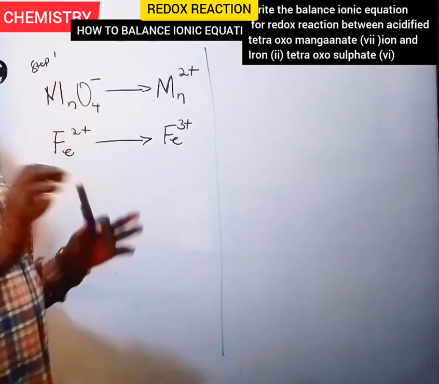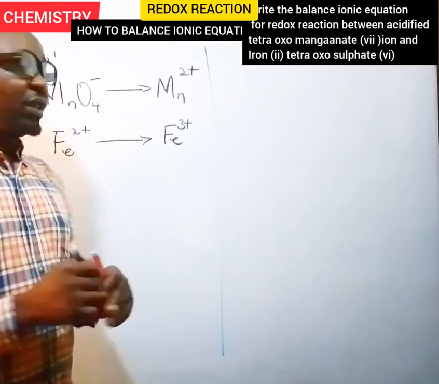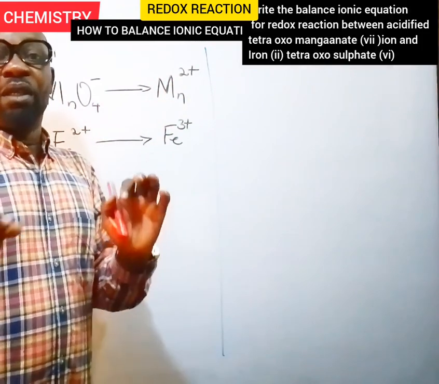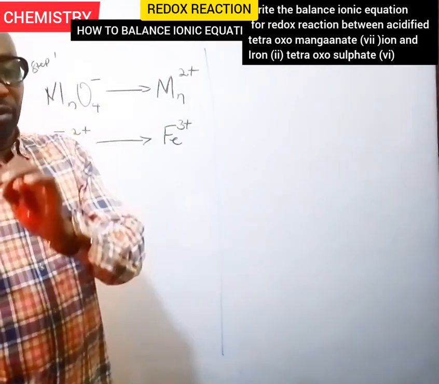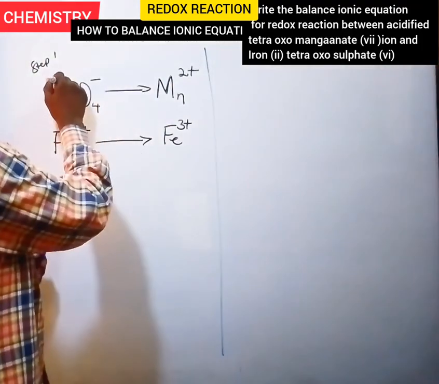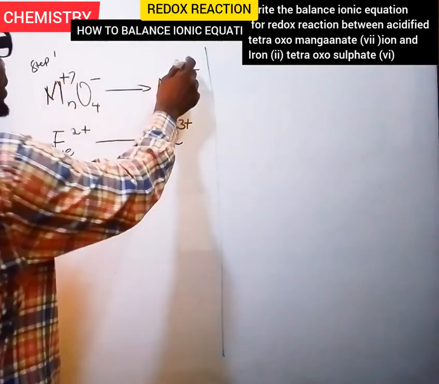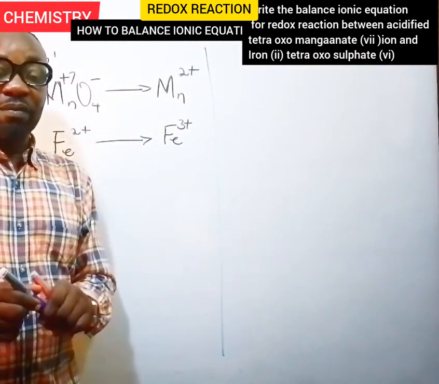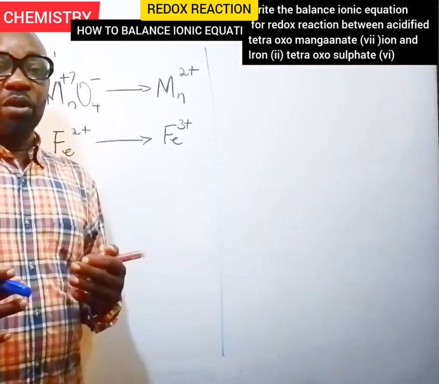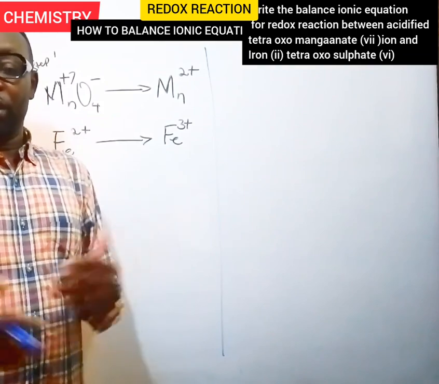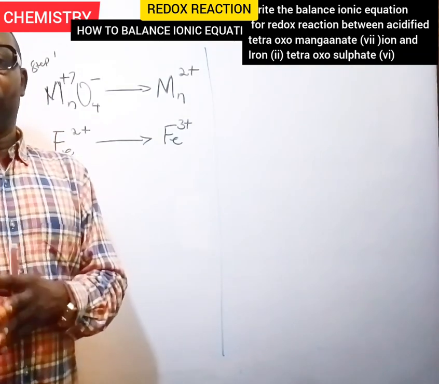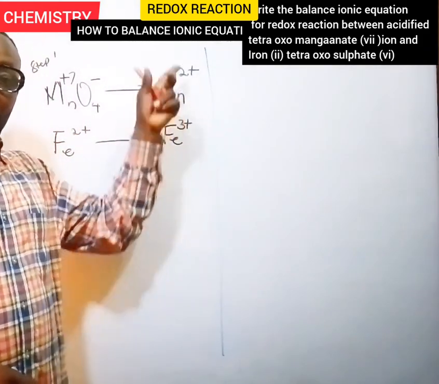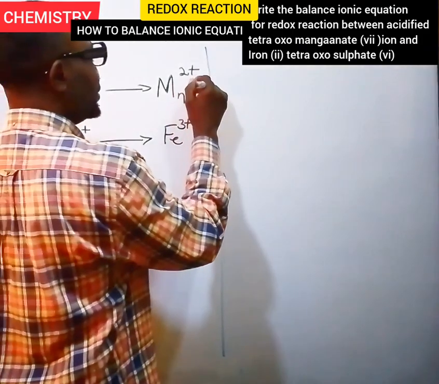What is the oxidation number? That's the next thing you need to note. The oxidation number of this manganese at the reactant compared to that at the product is where you determine where the oxidation is and where the reduction side is. The oxidation number of the manganese here is plus 7, while the oxidation number of the manganese here is plus 2. Is that reduction or oxidation? You can see that the oxidation number has been reduced. Oxidation is loss of electron, which is an increase in oxidation number. But here the oxidation number is reduced at the product side, so this is reduction.